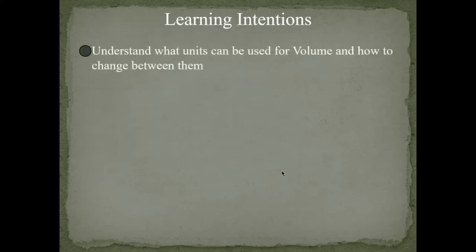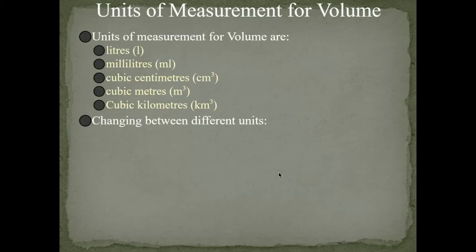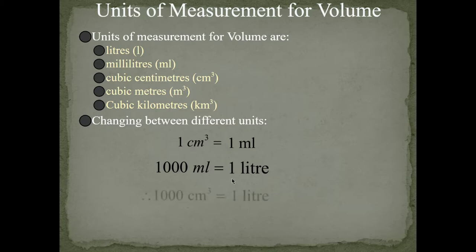The other thing that you have to be able to do with volume is to know what units are used and how to change between them. So your units of measurement for volume are the ones that you've been used to using: litres, millilitres, cubic centimetres, cubic metres, cubic kilometres for very, very large volumes. But these are the main things to remember. 1 cubic centimetre equals 1 millilitre. There's 1,000 millilitres in a litre, and therefore 1,000 cubic centimetres is the same as 1 litre. And you're going to have to use that in some of your examples.